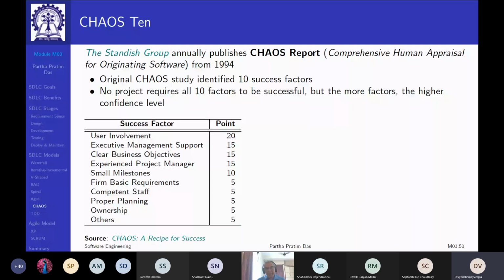Based on that, several companies appraise their agile-executed projects in terms of the CHAOS 10. This is called CHAOS 10 because of the 10 parameters, the 10 factors, and they learn from their improvement areas through that and improve their overall software development process.